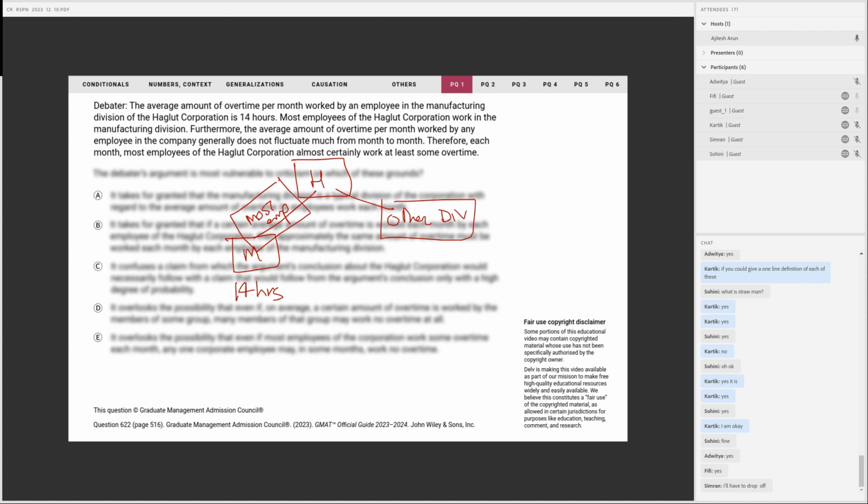So, what is the problem over here? The problem is that some employees might be working way more than 14 hours of overtime, right? And those people are dragging the average up. So, even if most employees are in the manufacturing division, that 14 hours might be coming from a very small number of people. Quick check, is everyone comfortable with this? Awesome, I've got a few yeses on this.